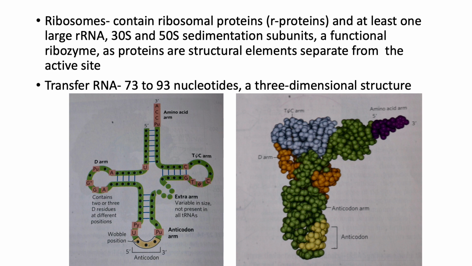Some of these are post-transcriptional modifications, so you'll get pseudouridine, you'll have methylation that's occurring here. There's also an extra arm which is variable in size. This is how this looks like in 3 dimensions, where these actually fold on each other. You can see that this arm here and the D arm are in proximity to each other. So you get this sort of L shape with the amino acid here and the anticodon over here.